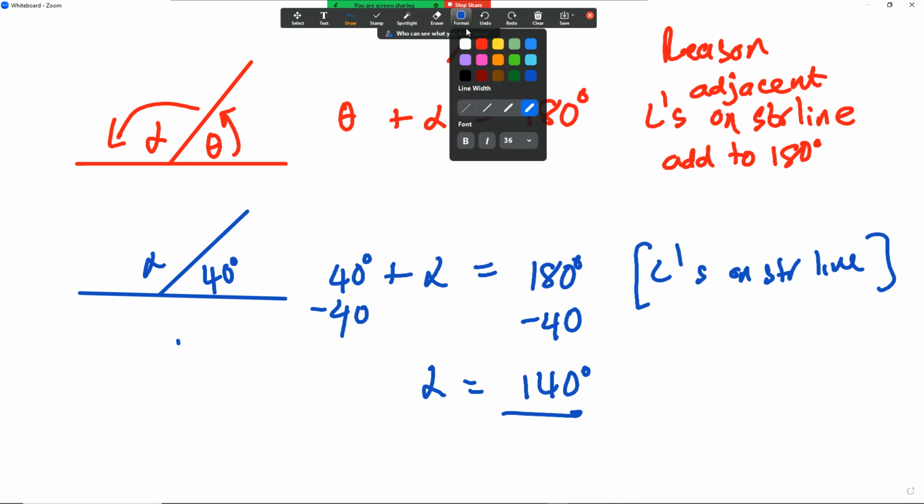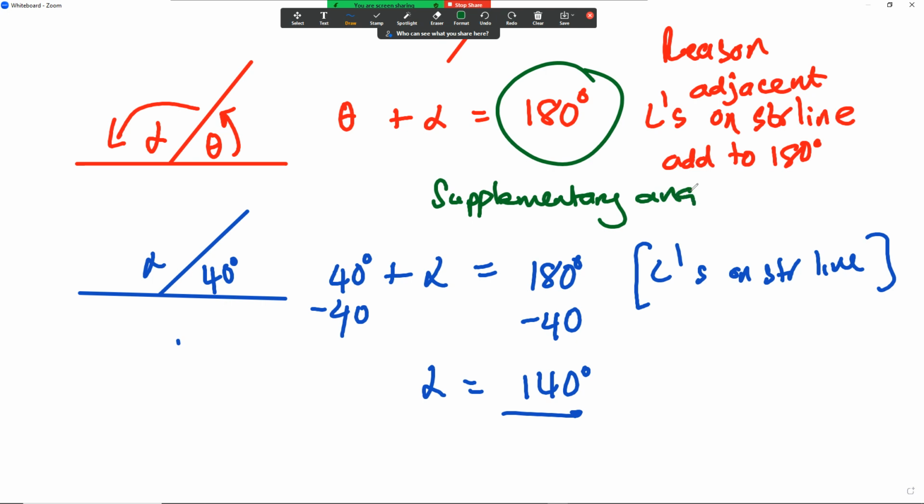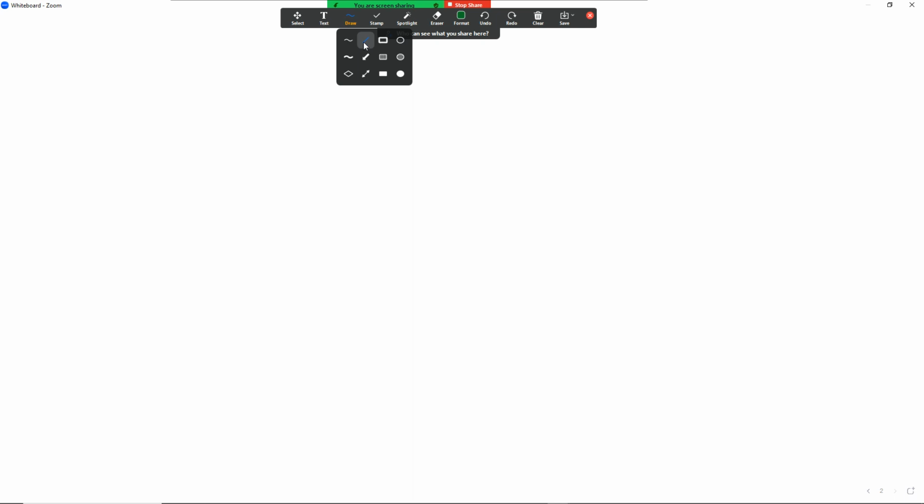We also call these angles supplementary angles. So another key word: whenever you get to 180, these are known as supplementary angles. Supplementary angles are angles that add up to 180 degrees. Okay, let's have a look at another example.